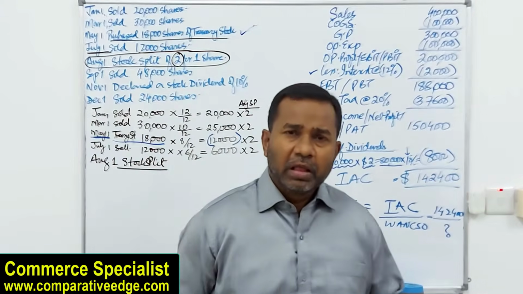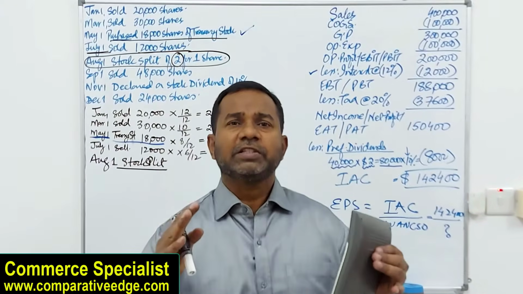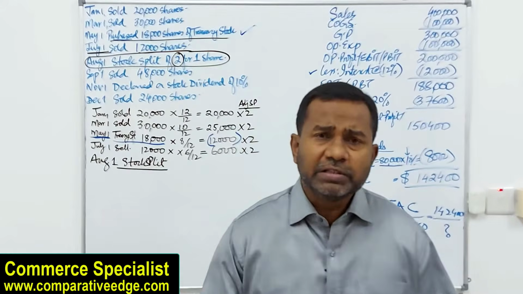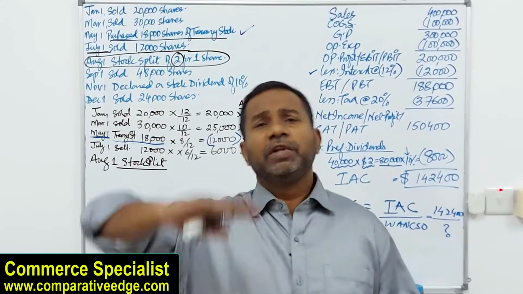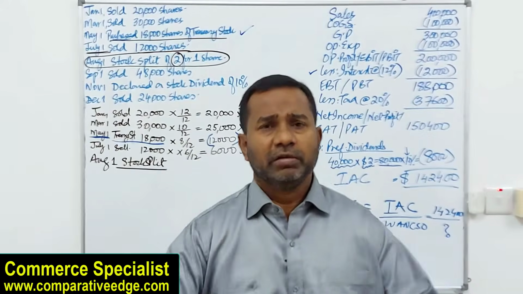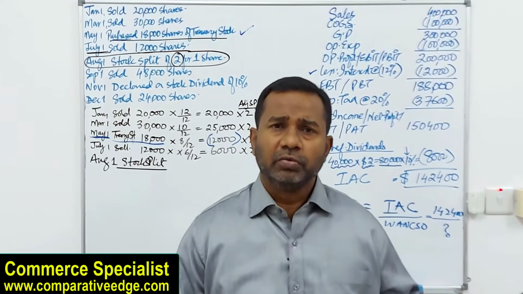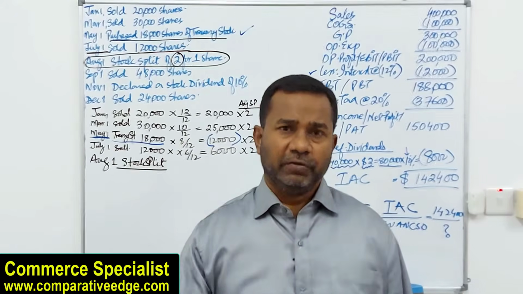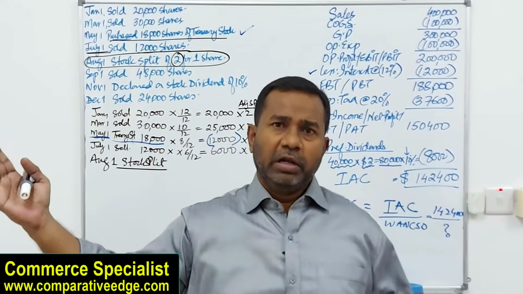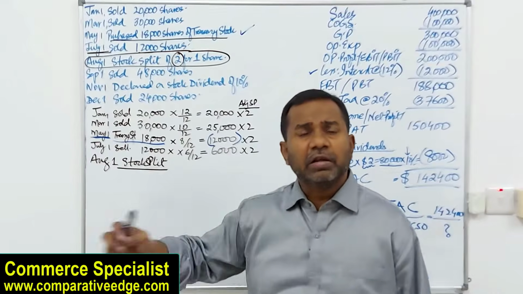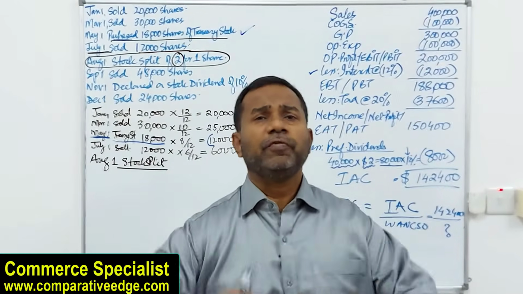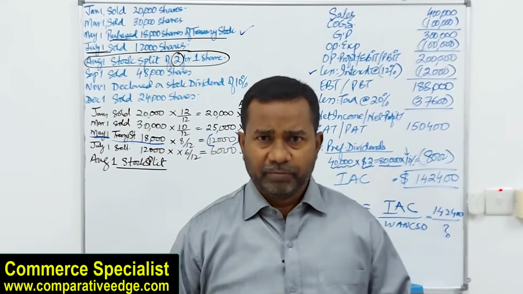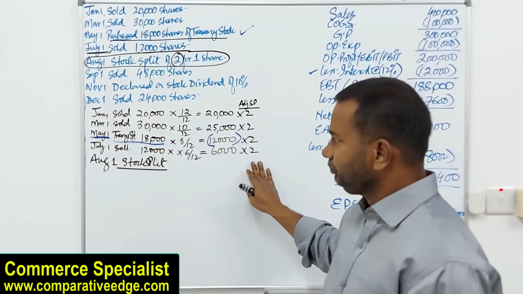You understood? Whenever a stock split takes place, our assumption is that all the previous shares are also divided into 2. So for a stock split, the effect is retrospective, that is, from the beginning of the year. Not from when they were done, but it applies to all the shares issued before the stock split. So all this is done.